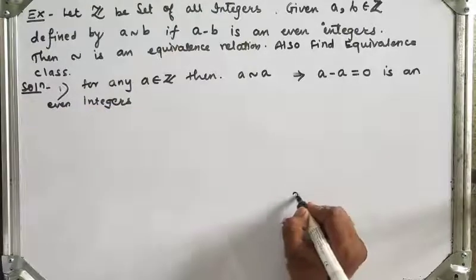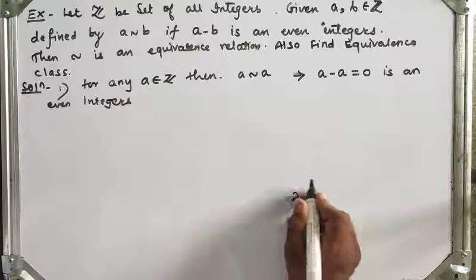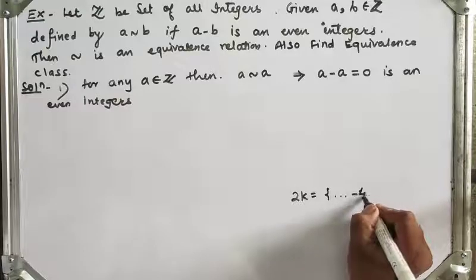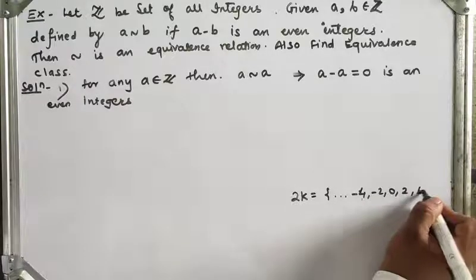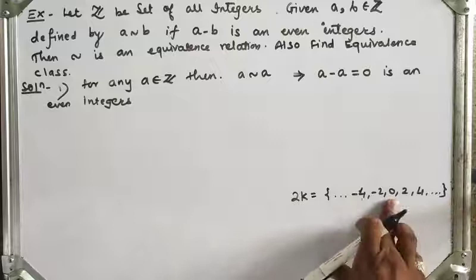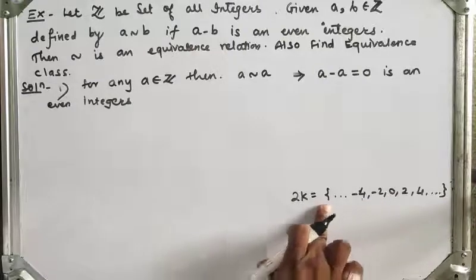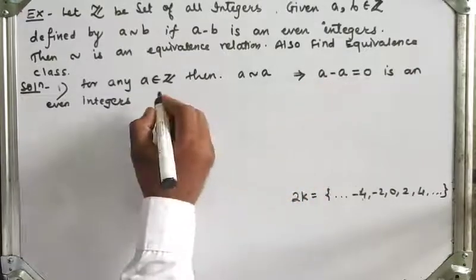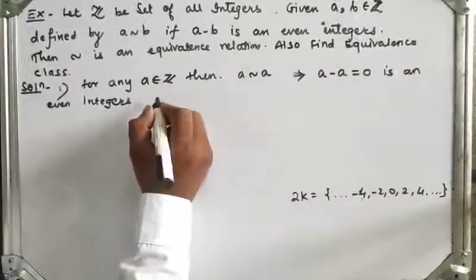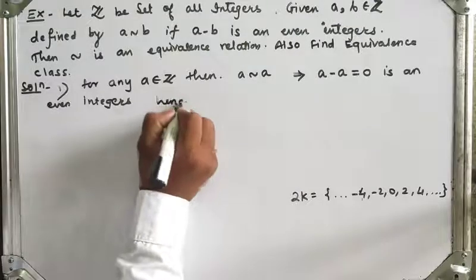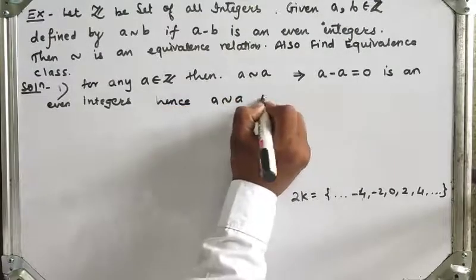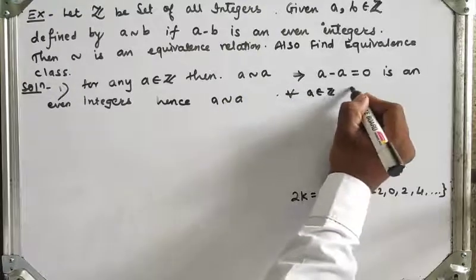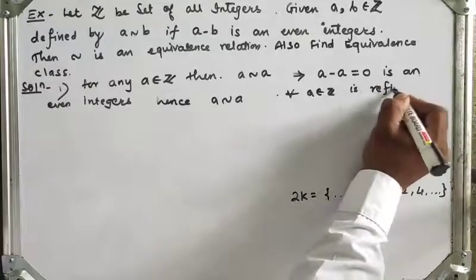because an even integer is always of the form 2k, a multiple of 2, which is minus 4, minus 2, 0, 2, 4 and so on. So 0 belongs to the set of even integers, so 0 is an even integer, therefore A minus A is an even integer, hence A is equivalent to A for all A belonging to Z, so tilde is a reflexive relation.